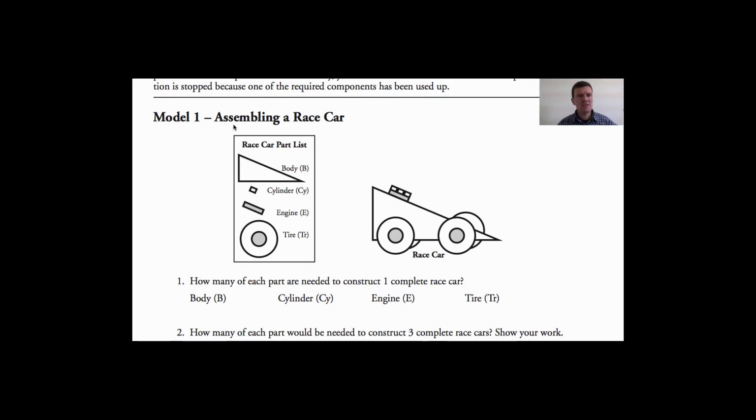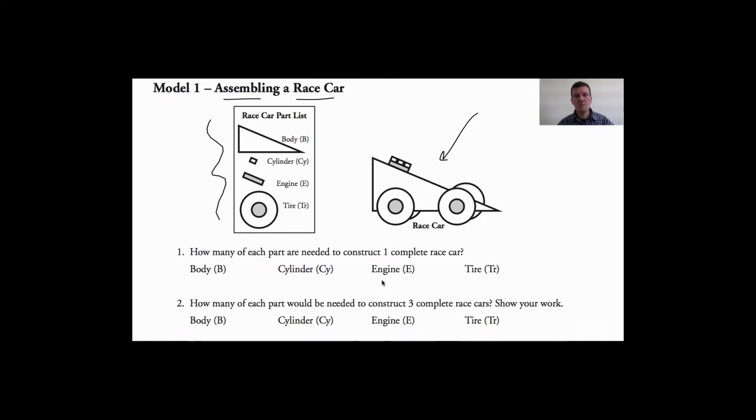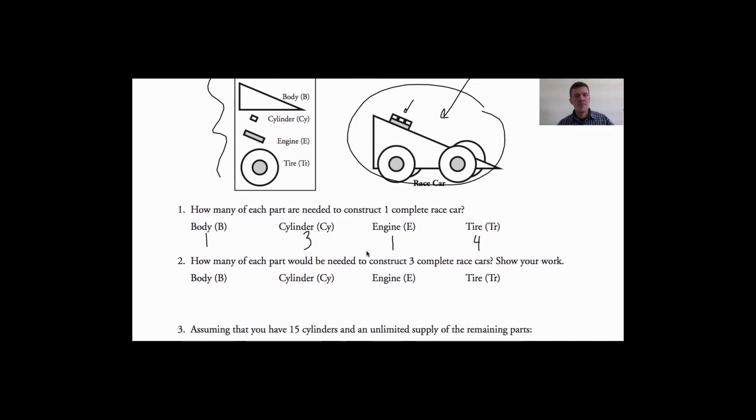In Model 1 we are assembling a race car, and we have a bunch of different parts to create this particular race car. How many of each part are needed to construct one complete race car? Well, you need one body, three cylinders, one engine, and 4 tires. This is the ratio in which these parts must be assembled to create the desired race car. How many of each part would be needed to construct 3 complete race cars?